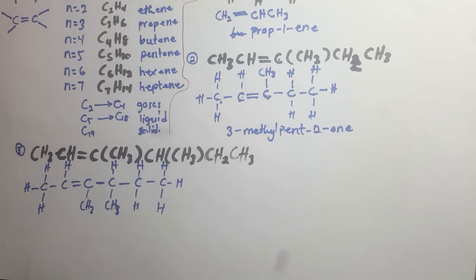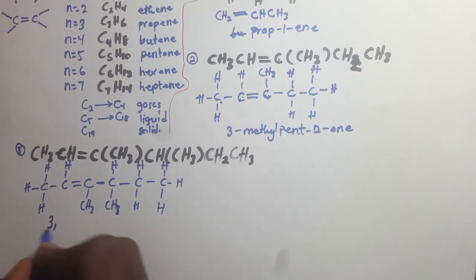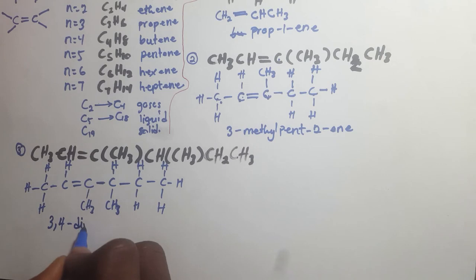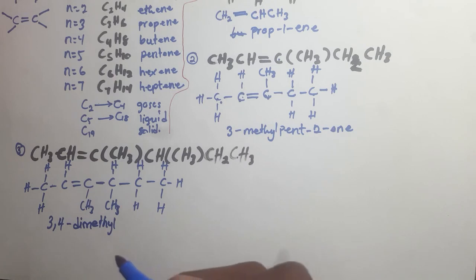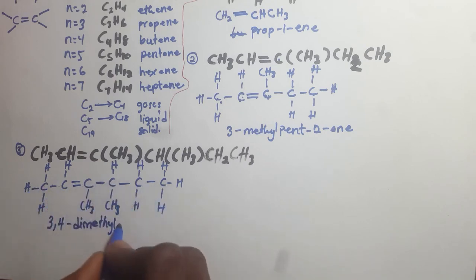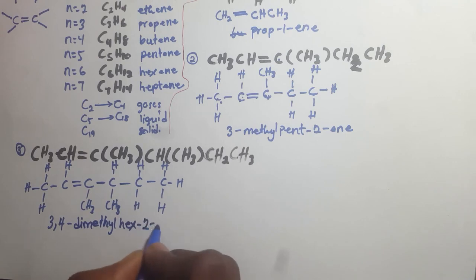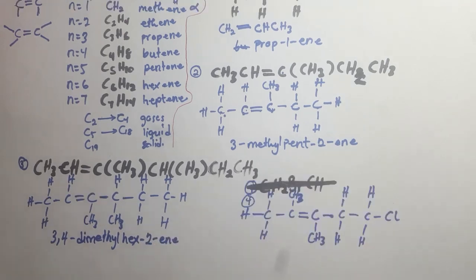So from there, because we started counting from here, we maintain this order. So moving from left to right, you have an alkyl group on the third carbon, and an alkyl group on the fourth carbon. So the name is going to be 3, 4, di-methyl, so dimethyl. 3,4-dimethyl. 1, 2, 3, 4, 5, 6. Hex-2-ene. Now before we move to our last question, let's try to answer this one.